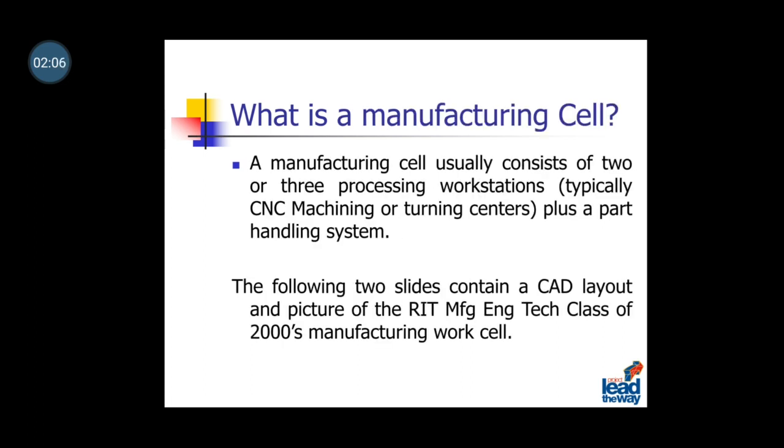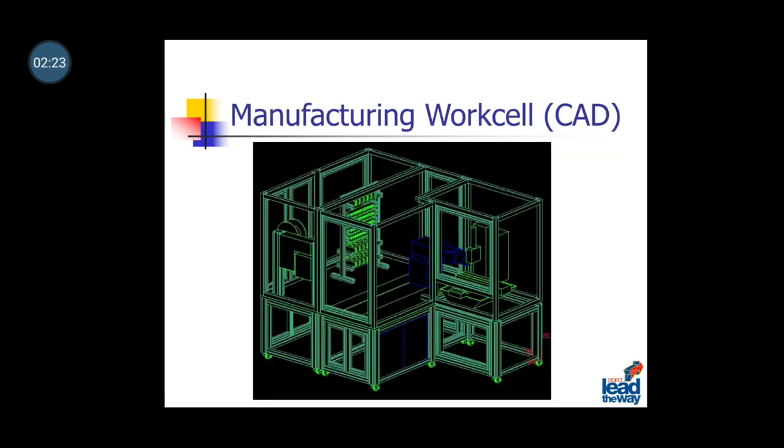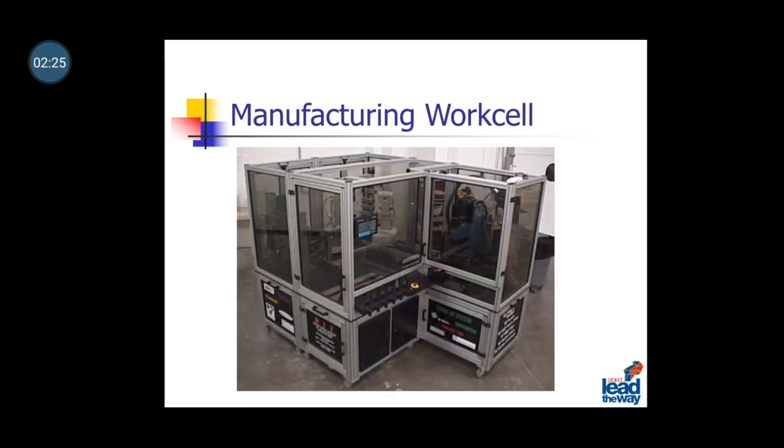What is a manufacturing cell? A manufacturing cell usually consists of 2 or 3 workstations, let us say typically CNC machining or turning centers, plus a part handling system. The following 2 slides will contain a CAD layout of a manufacturing work cell, where you can see that there is a dedicated computer system to control the manufacturing.